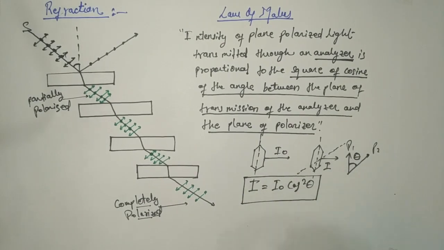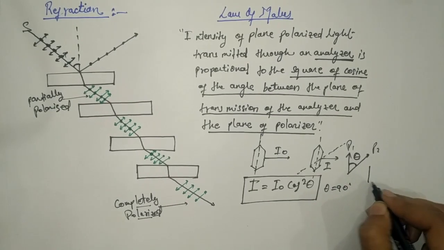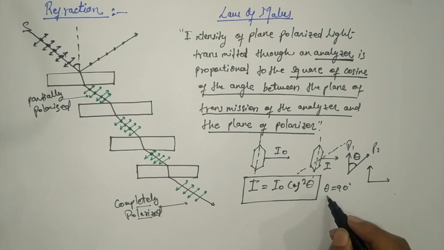So the intensity of polarized light coming out from the analyzer can be calculated, which is equal to the intensity of polarized light coming out from the polarizer multiplied by the square of cos of the angle between the optical axis of the polarizer and the analyzer. Hence, we can say when theta is equal to 90 degrees, that means the axes are at 90 degrees, then I will be equal to 0. In the first video, I have already told this in the experiment or the conclusion for polarization.